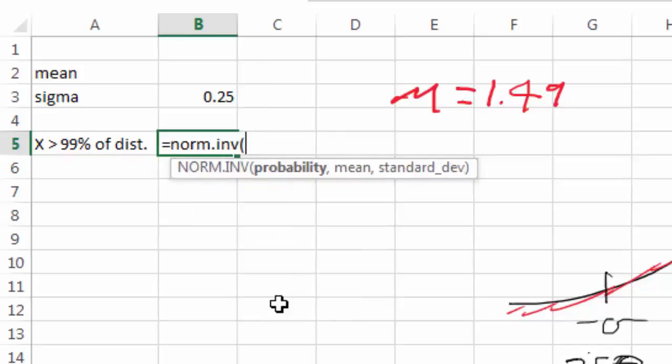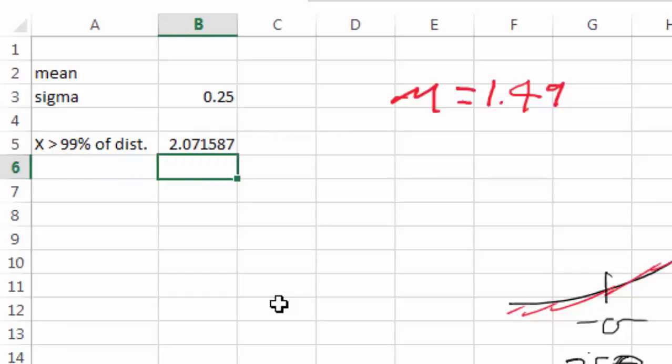Norm.inv, probability 0.99. Mean, we don't know the mean, so what are we going to do? Well, we can't do this yet. We've got to solve for it. Now, if I plug in what I solved for using my z-score, 1.419, my standard deviation 0.25, I'm pretty close to 2 there. I'm a little off, probably because of rounding and my crummy interpolation of my probability from my z lookup table.